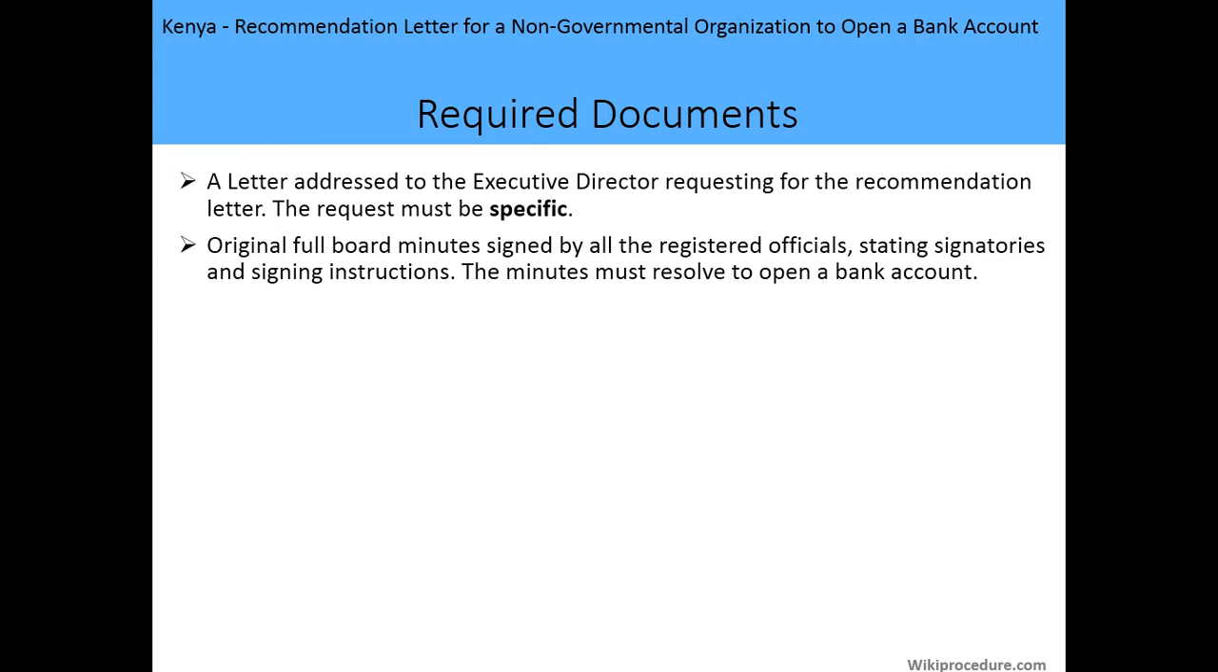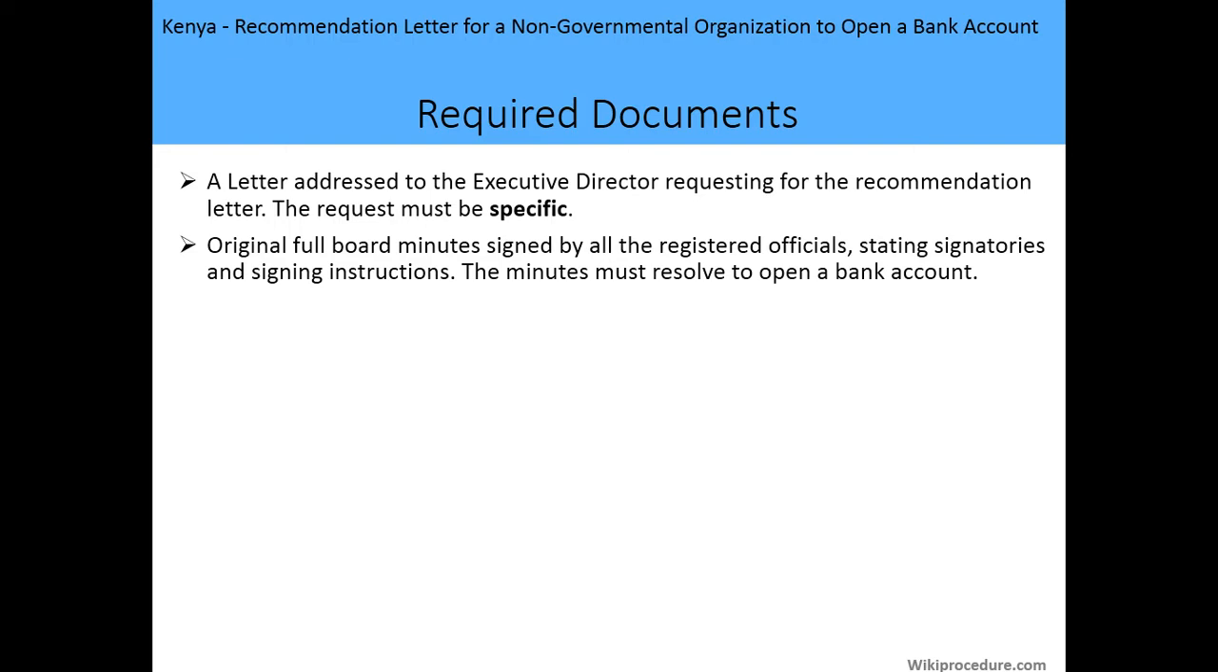The required documents. You need to write a formal letter addressed to the executive director requesting for the recommendation letter, and the request must be specific. You need to write which bank you want to open the account with, the signatories, and who is going to sign, who are the members who will be able to access the account.